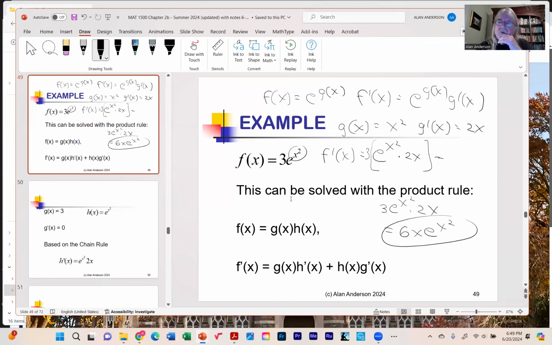But if you really were determined, you can avoid the chain rule altogether by using the product rule. But if you're going to do that, that means this is your g of x and this is your h of x. Now, I would say that in a case like this, it's probably just as easy to use the chain rule. But if you want to do it this way, that's fine. Because g of x is 3, h prime of x would be 2x. And then, oops, I wrote the wrong thing. Sorry. This would be e to the x squared.